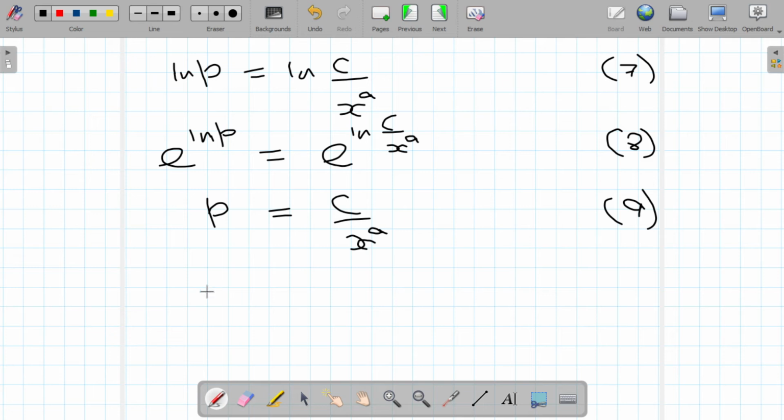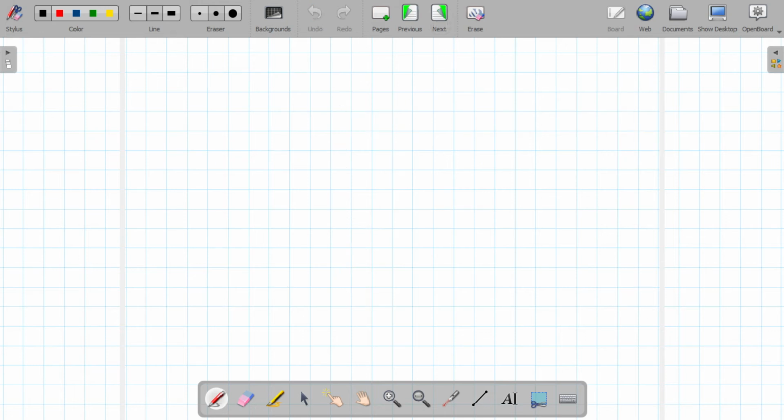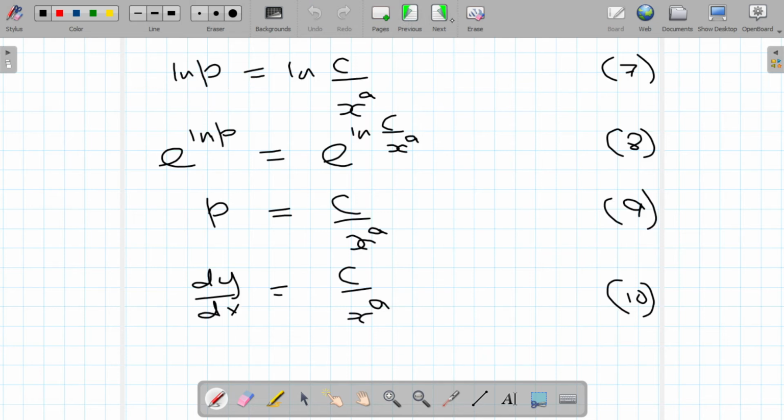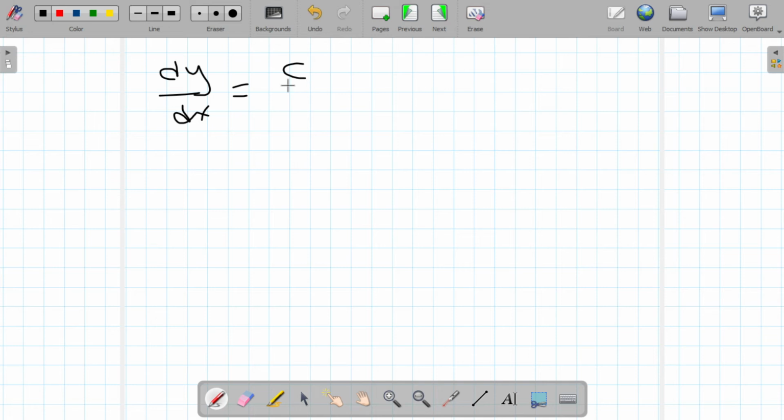So we know that p is dy by dx. So that's equal to c over x to the a. And we'll call that equation 10. So let's go on to the next page. So we've got dy by dx is equal to c over x to the power a.